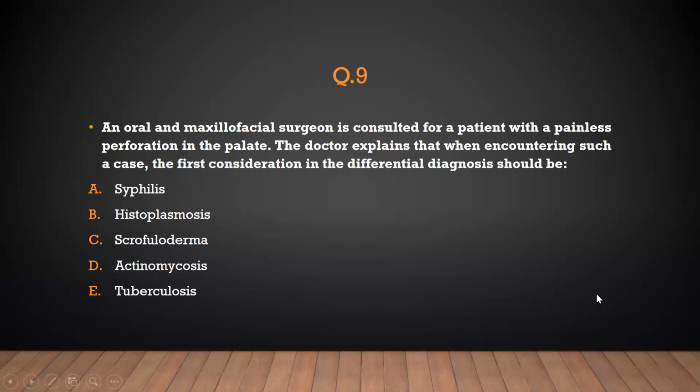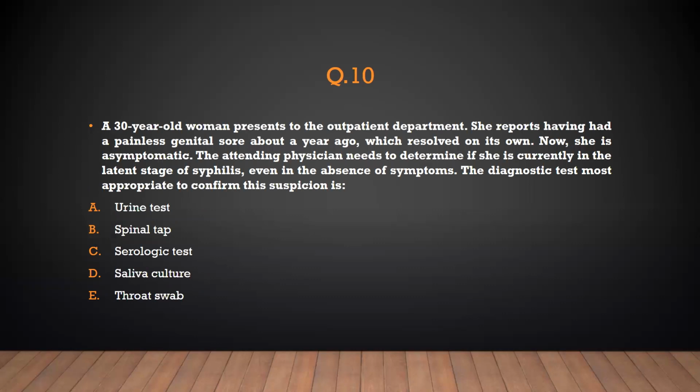A 30-year-old woman presents to the outpatient department. She reports having had a painless genital sore about a year ago, which resolved on its own. Now she is asymptomatic. The attending physician needs to determine if she is currently in the latent stage of syphilis, even in the absence of symptoms. The diagnostic test most appropriate to confirm this suspicion is A, urine test, B, spinal tap, C, serological test, D, saliva culture, and E, throat swab. C.